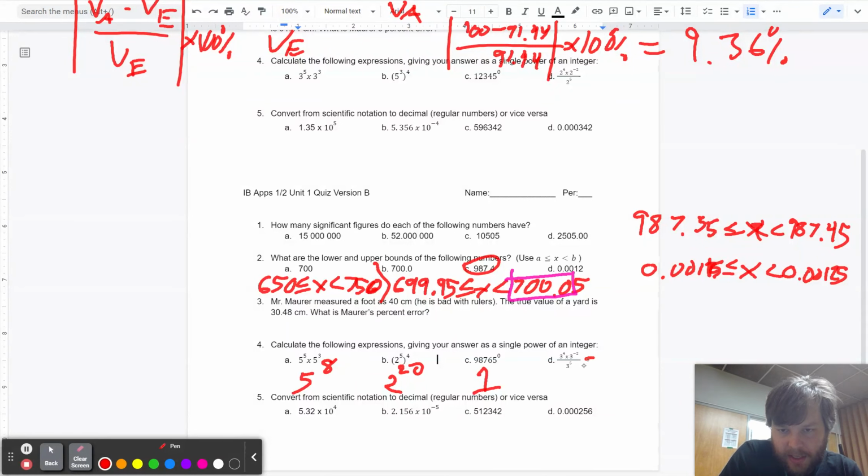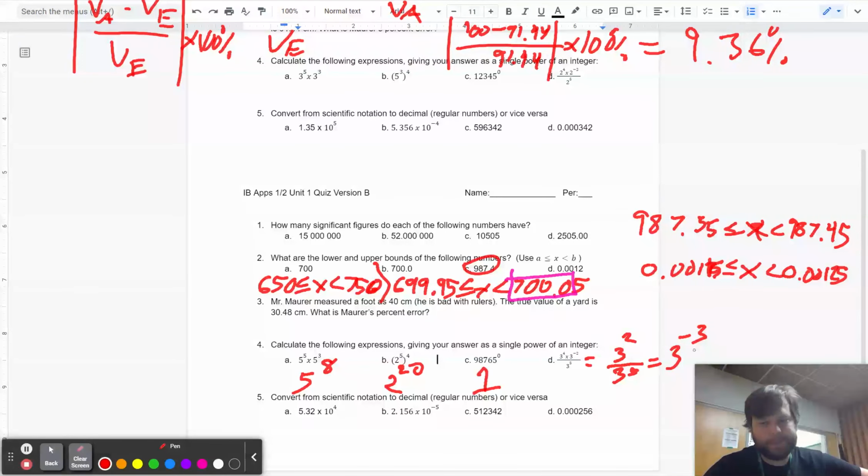For part D, I can do it in a couple different ways. One way is to add the 2 powers that are on the top, and then subtract the 2 powers that are in the fraction, leaving it as 3 to the negative 3.